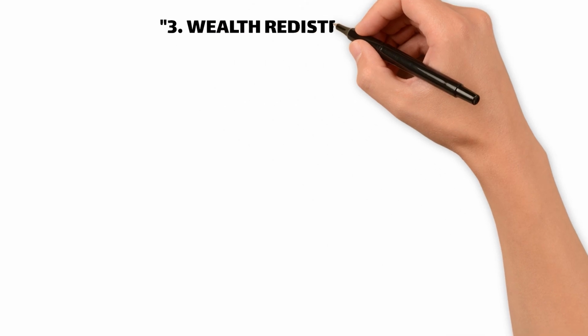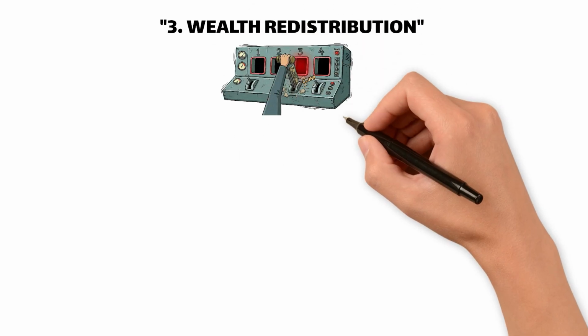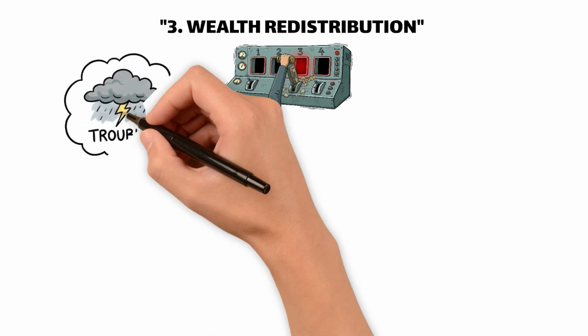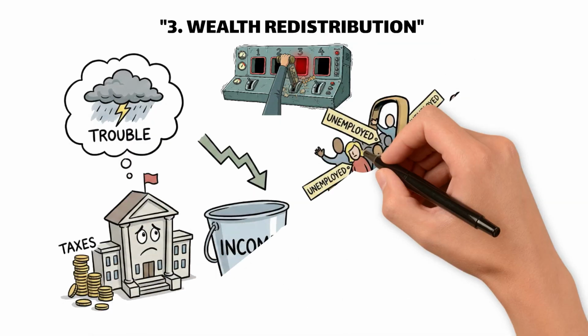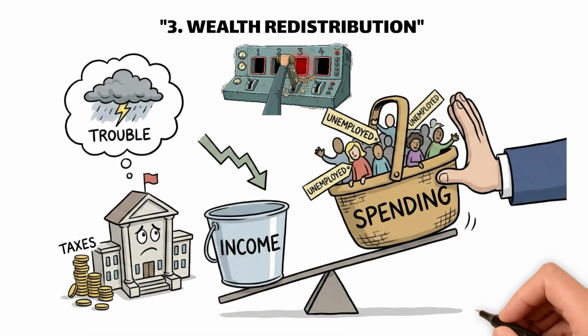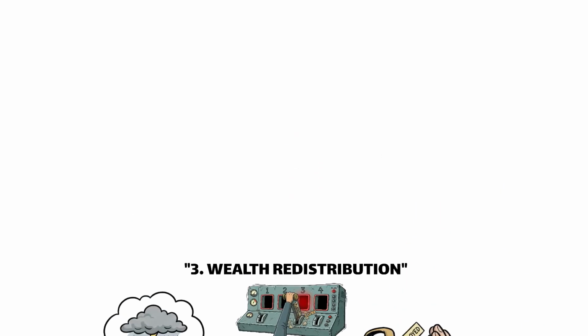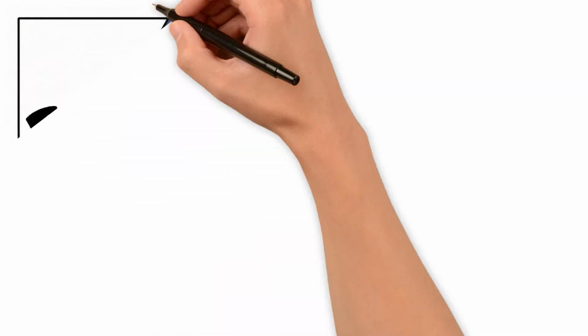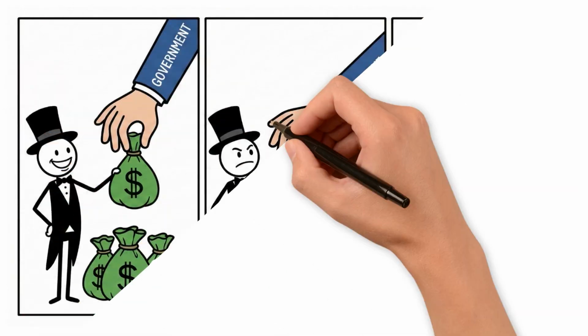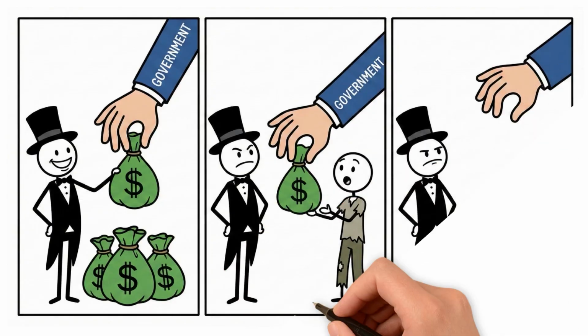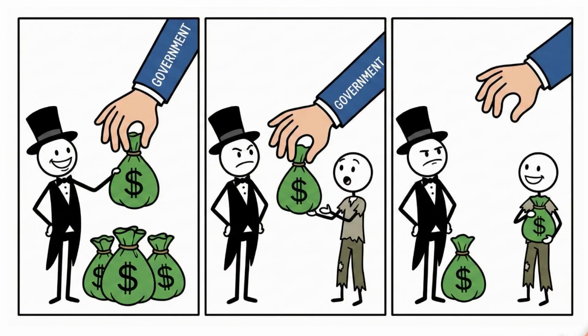Lever 3, wealth redistribution. The government is now in trouble. It is collecting fewer taxes because incomes are down, but it needs to spend more to help the unemployed and provide stimulus. The budget deficit explodes. To fund this, the government raises taxes on the wealthy to facilitate a transfer of wealth from the haves to the have-nots. This often leads to social tension.